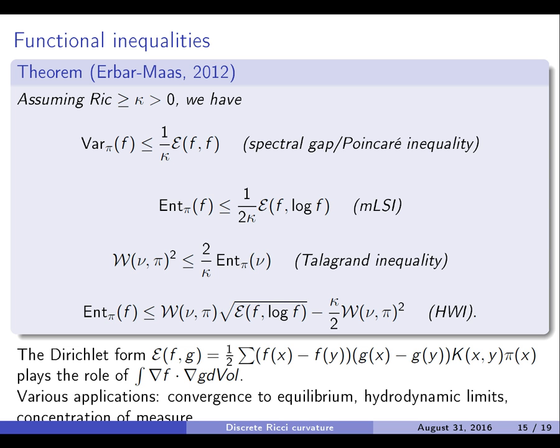And then we have an analog of Talagrand's inequality that says you can bound the distance, curly W instead of W2, by the entropy. And a discrete HWI inequality that bounds the entropy by an interpolation between the distance and this, which is the Fisher information. And these various inequalities have plenty of applications. They give you some bounds on how fast your dynamic converges to equilibrium. There are some applications to the study of interacting particles in statistical physics. As in the continuous setting, they imply Gaussian concentration bounds for the measure pi and so on.